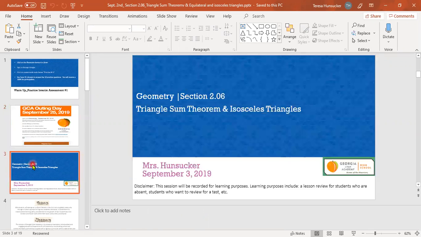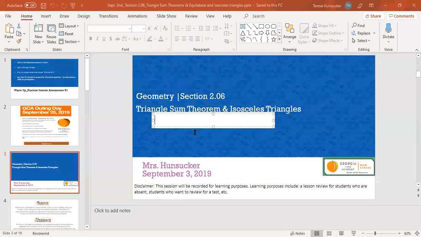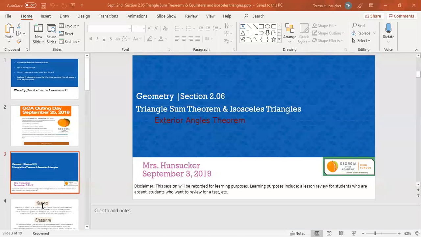With that said, we're covering section 206. It's the triangle sum theorem. We're going to talk about isosceles triangles. And there's one more thing I thought I should add here, the exterior angles theorem. All three of those will be covered in this lesson.